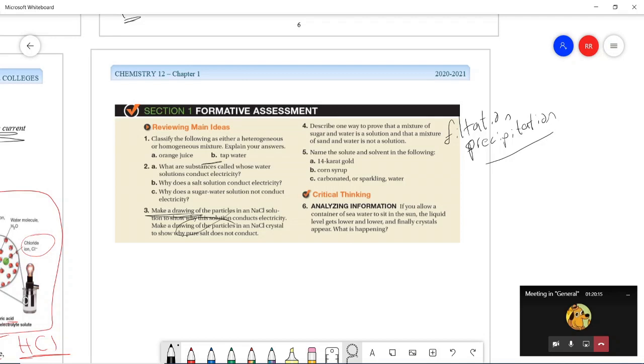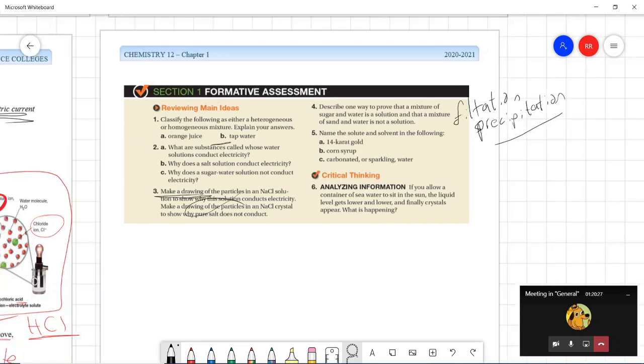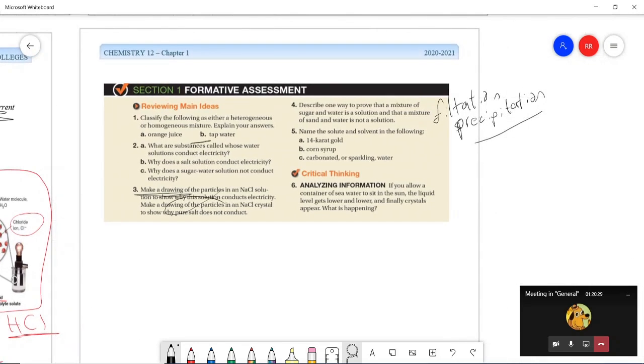Like this. You can use those two. Question 5. Name the solute and solvent in the following. 14 karat of gold. Of course. The solvent is gold. The solute is silver.